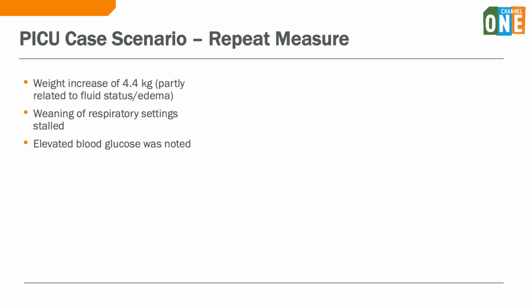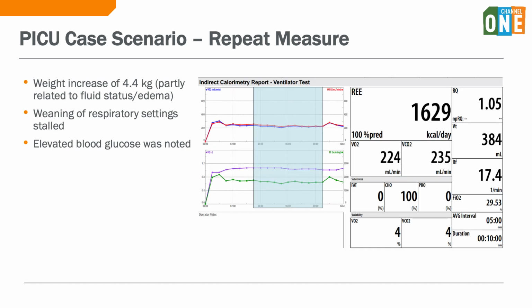IC was repeated 8 days later. Steady state was achieved in 10 minutes with less than 5% variation in VO2 and VCO2, and REE increased to 100% of predicted. However, the RQ is now 1.05, suggesting a carbohydrate-predominant substrate, which may be consistent with nutrition delivery exceeding the REE. Clinical findings corroborated this interpretation with elevated blood glucose and difficulty weaning from the bed.